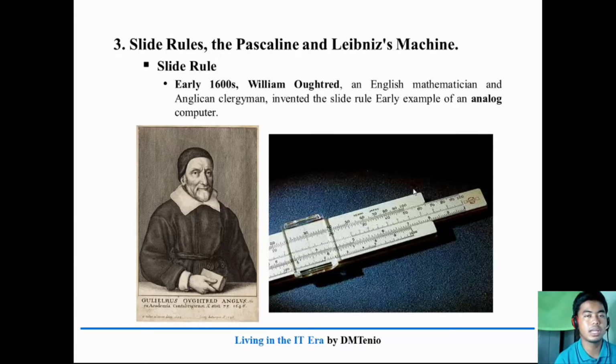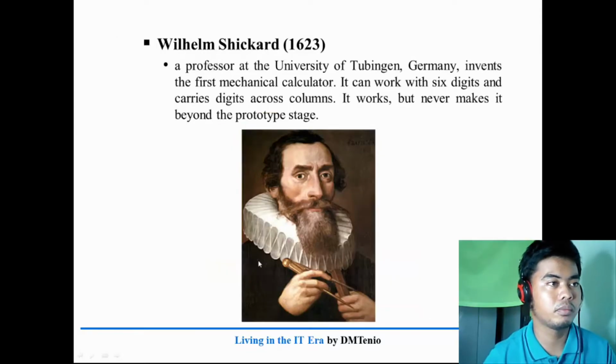Then we have number 3, the slide rules, then the Pascaline and the Leibniz machine. First we have the slide rule. In the early 1600s, William Oughtred, an English mathematician and Anglican clergyman, invented the slide rule. It is an early example of an analog computer. This is our slide rule, it looks like a ruler. You slide this part to compute, and then you just slide it. So it really looks like a ruler. This is William Oughtred. Then we have Wilhelm Schickard.